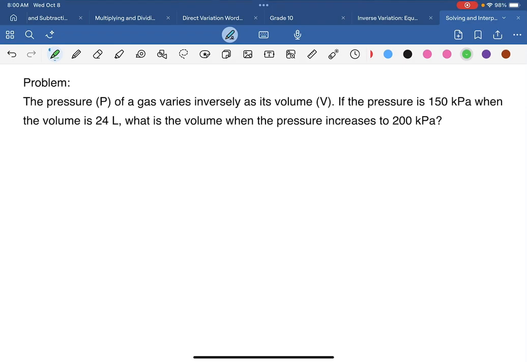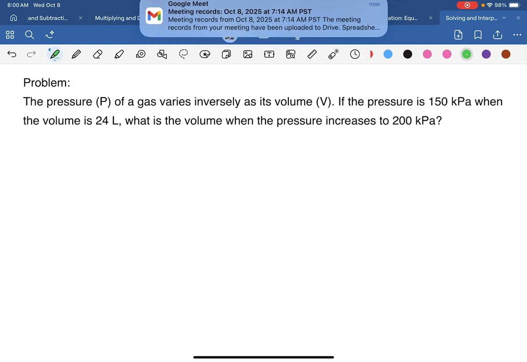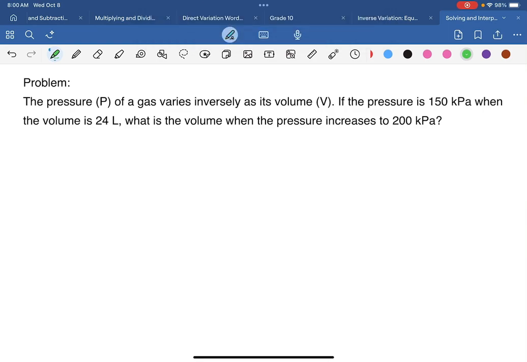For our third problem, we have the pressure P of a gas varies inversely as its volume V. If the pressure is 150 kilopascal when the volume is 24 liters, what is the volume when the pressure increases to 200 kilopascal? Now, again, we are given the variables already. We have P for 150 kilopascal, and then V for the volume, we have 24 liters.